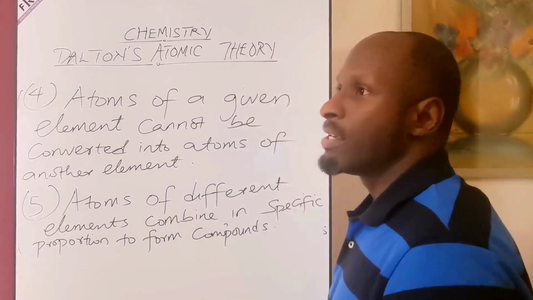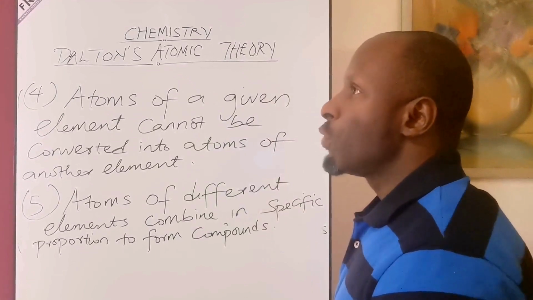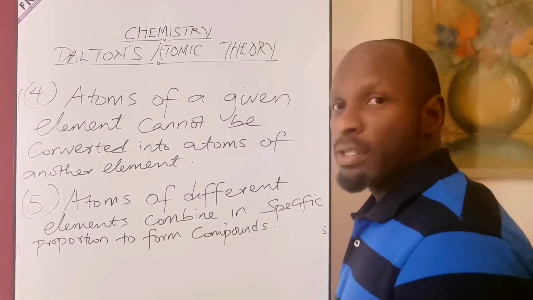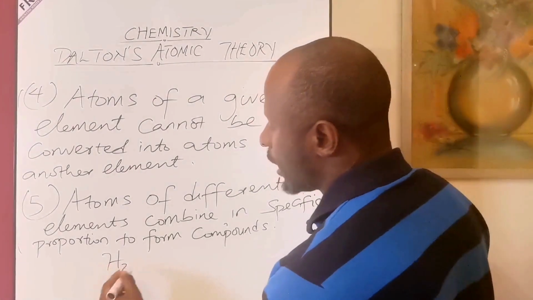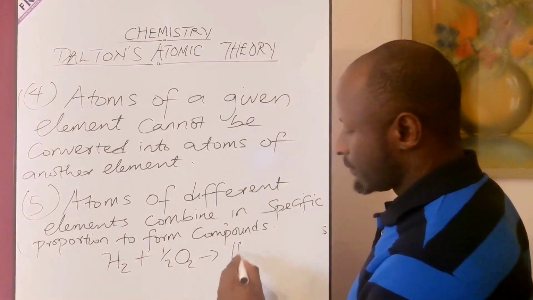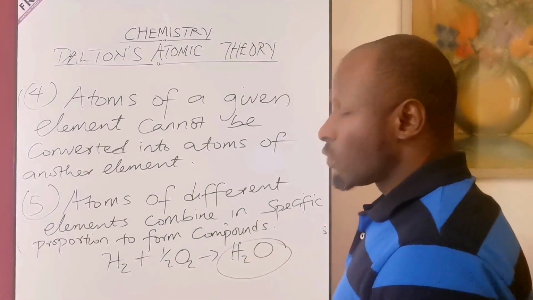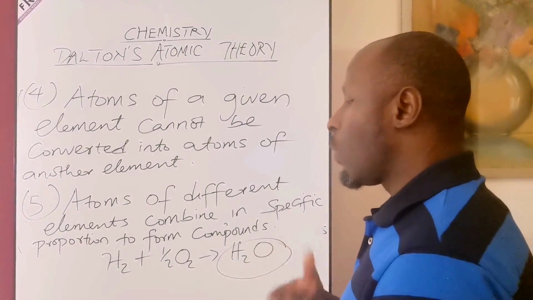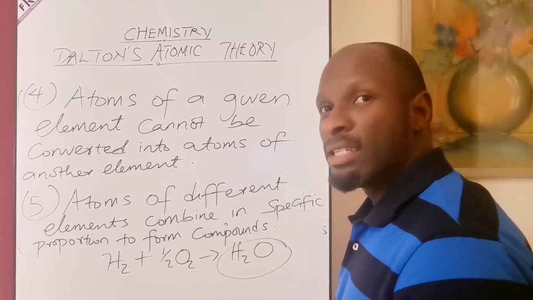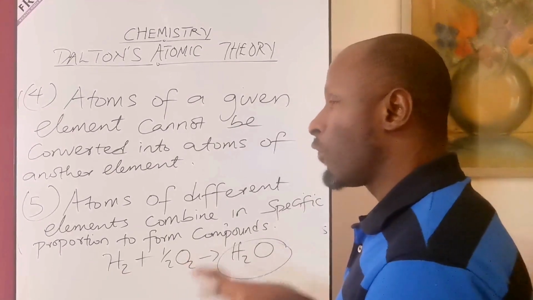Like in this case, we can say that anytime you want to react oxygen and hydrogen to form water, 2 atoms of hydrogen combine with 1 atom of oxygen to form water. Okay, so anytime you want to form a molecule of water, 2 atoms of hydrogen and 1 atom of oxygen must be reacted together. That is, it cannot change. It cannot change if you are trying to form water.